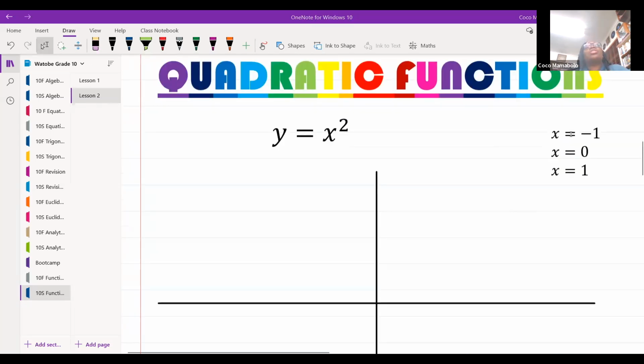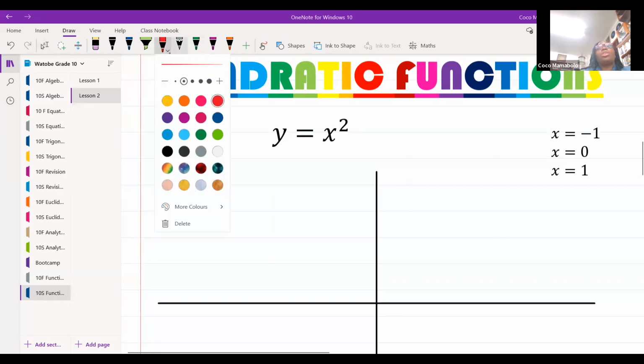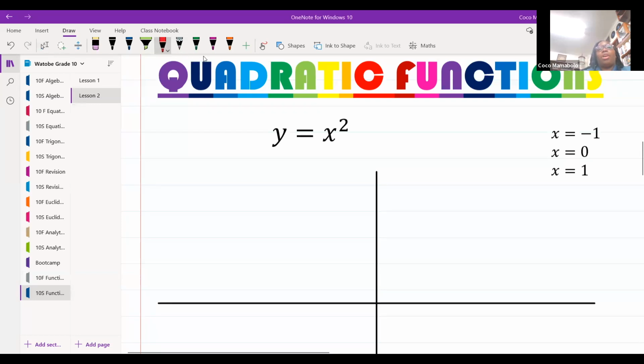Okay, excellent, guys. So today we're going to be learning about quadratic functions. And quadratic functions normally take the form of y is equal to x squared. There's always a squared involved. So as soon as we see the x squared part of it, we know that it's a quadratic function.